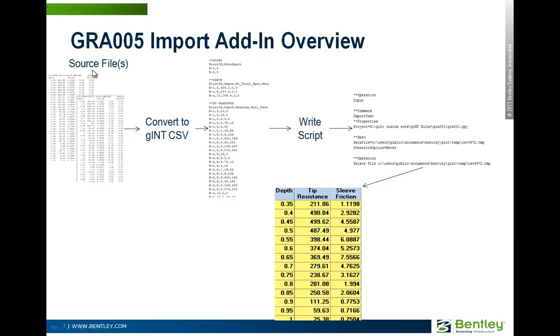Diagrammatically, that's what it looks like. You've got your source file or files. Your code will convert to a GINT CSV structure, putting multiple files of data into one GINT CSV. It will write a temporary script, which will then get executed, and then it comes into the program.